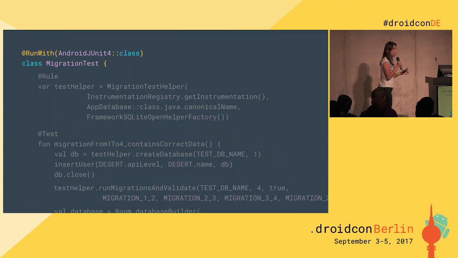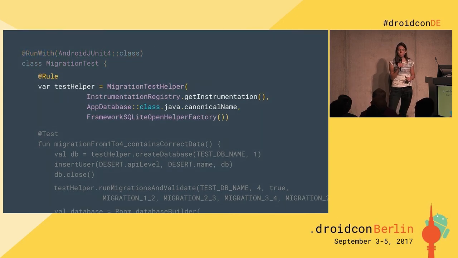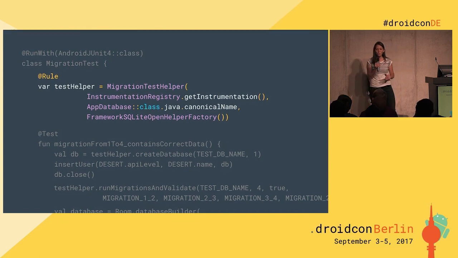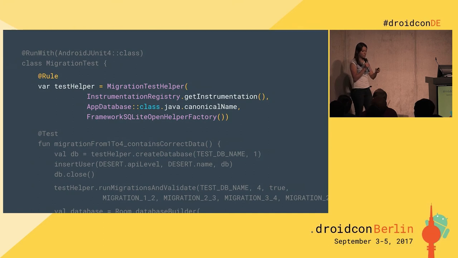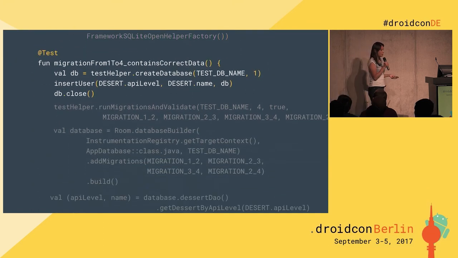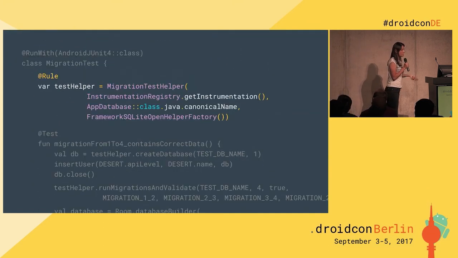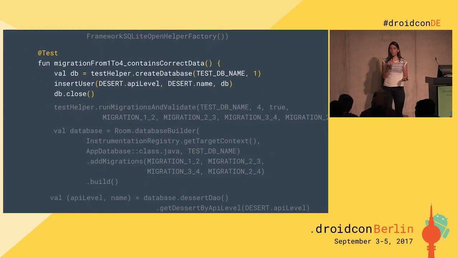To actually test the migration, you implement an Android JUnit test. Inside, you will use another test rule, more precisely the migration test helper. This class will help you with a lot of things. It will help you create a database at a specific version. It will help you run the migrations and validate them. So for example, a test would look something like this.